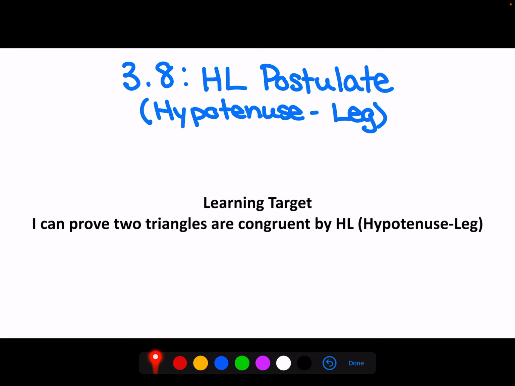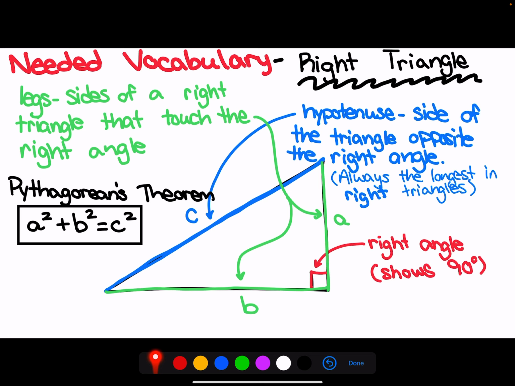So let's go ahead and get started with some vocab from our previous lessons. Again, you don't need to write these down if you already have it in your notes, but this is the information that you need in order to be successful with HL. So the needed vocab is all about right triangles. Now again, the legs of a right triangle are the segments of the triangle that attach to the right angle.